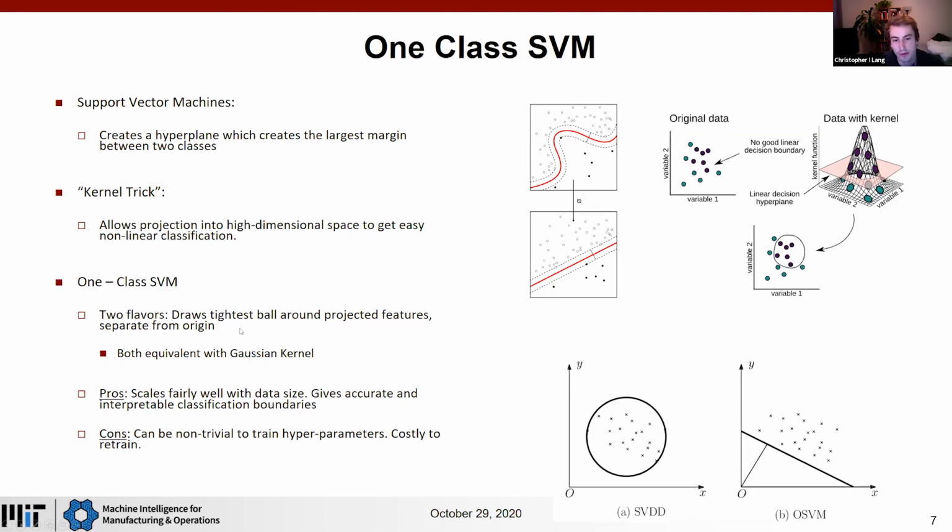So it tends to scale fairly well with large data sizes, and it can give pretty accurate and interpretable classification boundaries. The main con, which I have run into, is that it's non-trivial to train these hyperparameters when you only have known good data, which ties into the way that the cost function is written. And also, it can be costly to do the initial retraining. Even though doing predictions may be computationally quick, doing the retraining can actually be pretty costly.